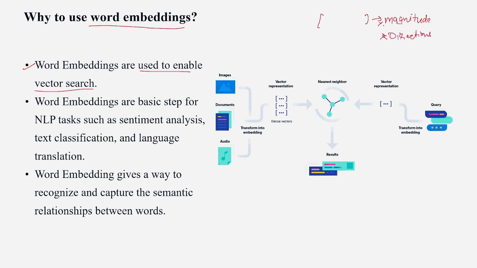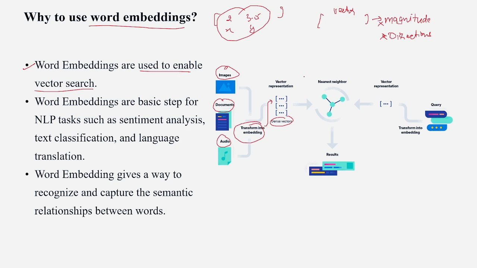So this is a vector, and in embeddings we also have vectors. This represents the x-axis, this represents the y-axis, so this is also a vector. But embeddings can be anything. It can be an image vector, document vector, or audio vector. These are transformed into embeddings and represented as vectors. So these are the dense vectors.